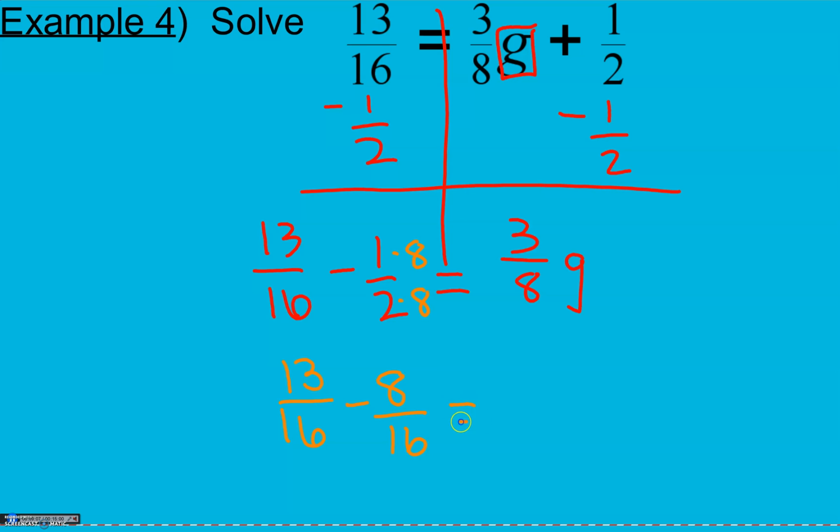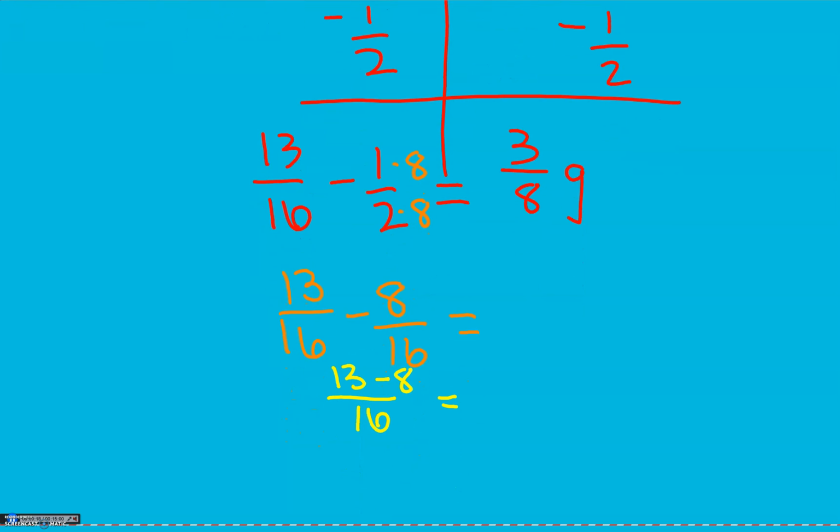Now, I have a common denominator, so I can keep my denominator, perform the operations on my numerator. 13 minus 8 is 5 over 16, and that equals 3/8 g.